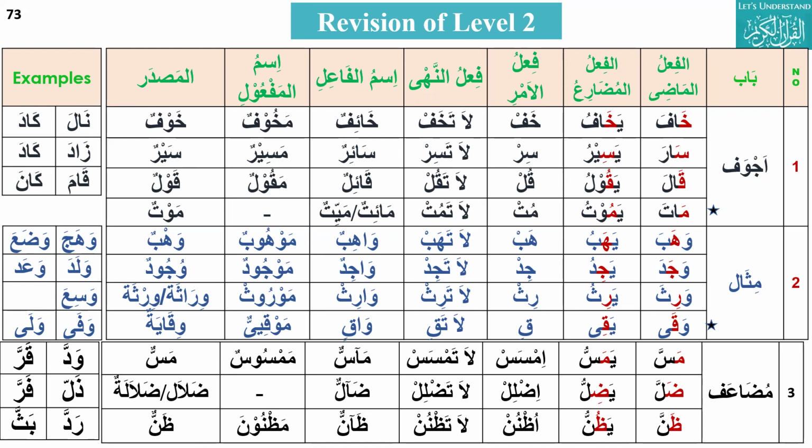So in this chapter, the last letter is doubled, like massa yamassu. Massa means he touched. Dalla yadillu. Dalla means he went astray. Zanna yazunnu. Zanna means he thought. Okay. Can you please do the complete table for massa?